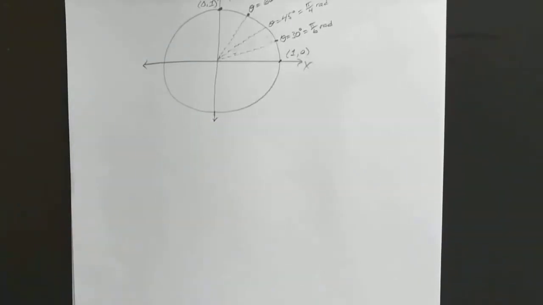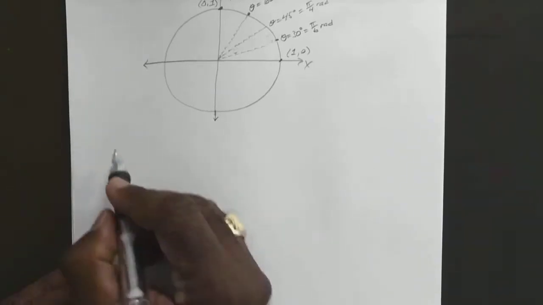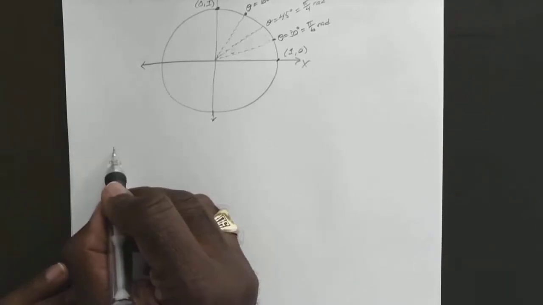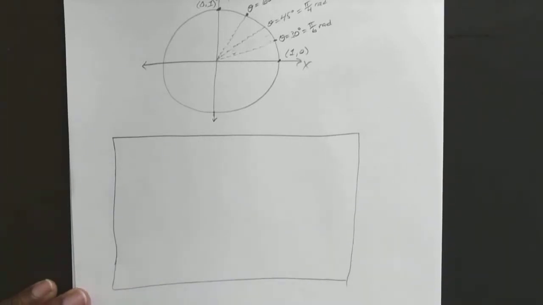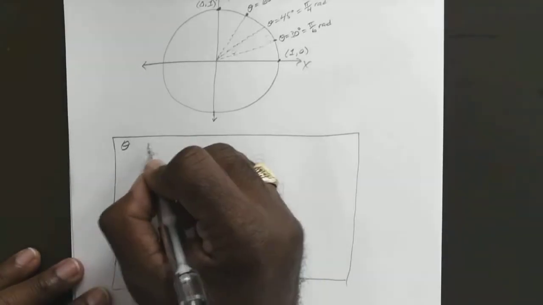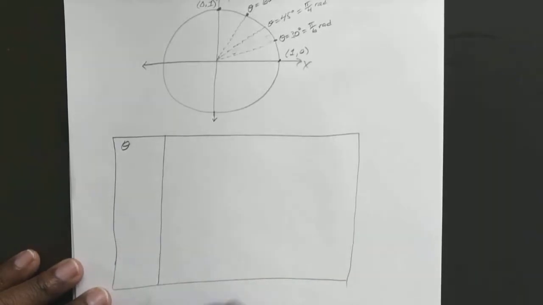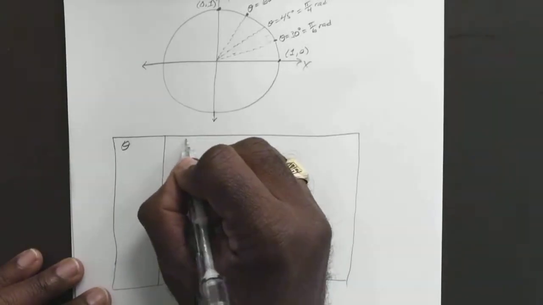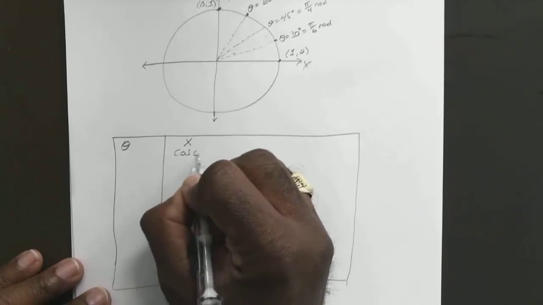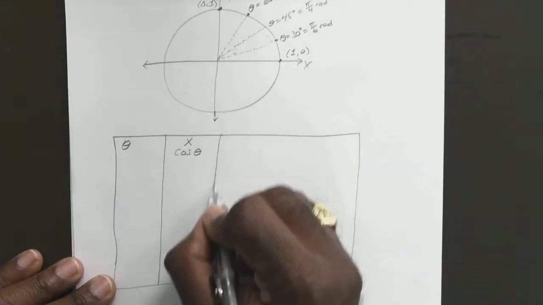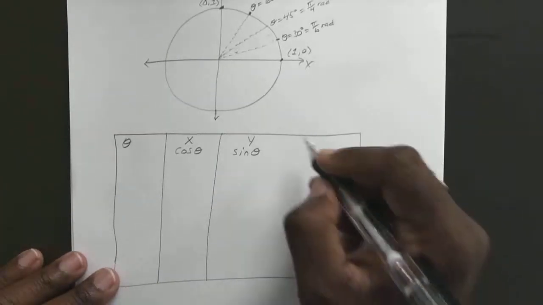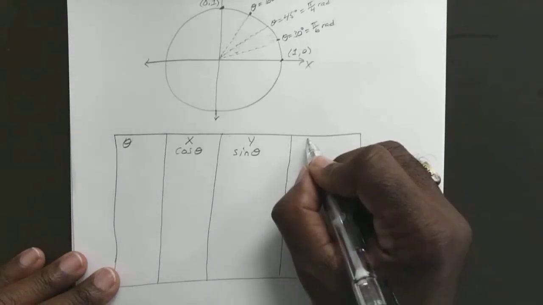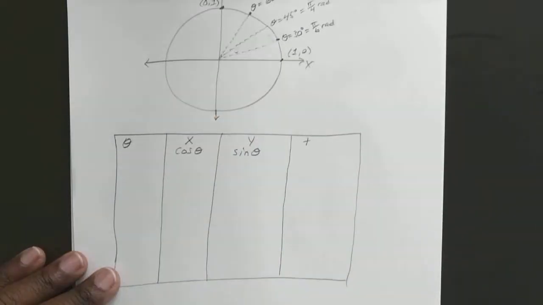So I'm going to show you a trick, because you're going to have to remember all of these, so the trick actually comes in handy. Okay, so here we have our theta. Here we have our x, which is our cosine of theta. We have our y, which is our sine of theta. And we get exactly what that terminal point is.